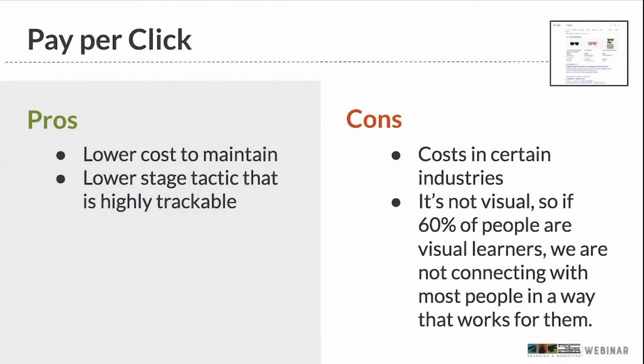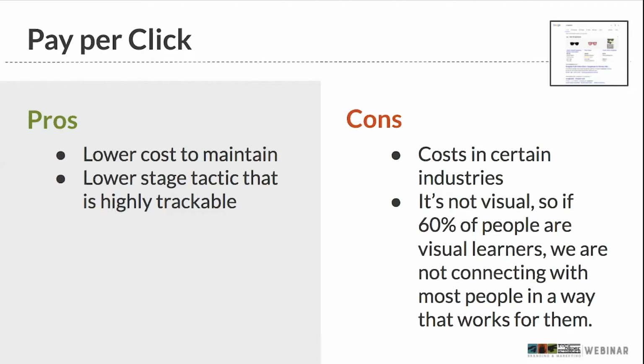Cons here, cost in certain industries. So this is another one, like all channels, it really depends on your business vertical. If your competition is also running a lot of ads on Google, it will be more expensive because you're basically bidding on the same phrases and you're sort of trying to gain the same traction in the same audience pool. And it can become sort of like a pay to play environment.